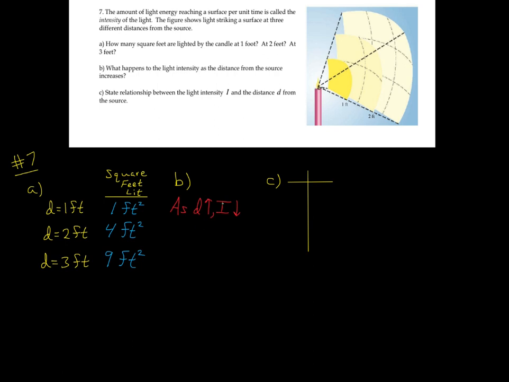Okay? And now part C is going to have us state this relationship in a little more detail. So state the relationship between the light intensity I and the distance D from the source. For that, I'm going to make a little table here. I'll put D, the distance from the source, in the first column. This is like X. And then I, the intensity of the light. That's like our Y. And let's say when I'm 1 foot away from the source, I'm going to call the intensity of the light some number K. I don't know what that number is.